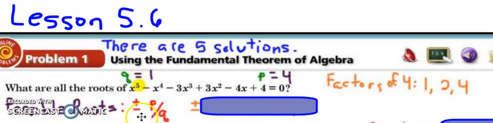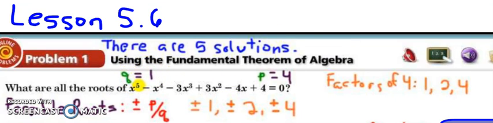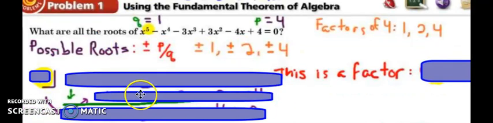My possible roots, my possible solutions, I'm going to take p, which is 4, divided by q, but q here is 1, and then I'm going to make them all plus or minus. So my possible roots are plus or minus 1, plus or minus 2, plus or minus 4. So I could use 1, 2, 4, or I could use negative 1, negative 2, negative 4. But to make this much easier for me to figure out which one of these are roots, I'm going to go to Desmos.com and make a graph.